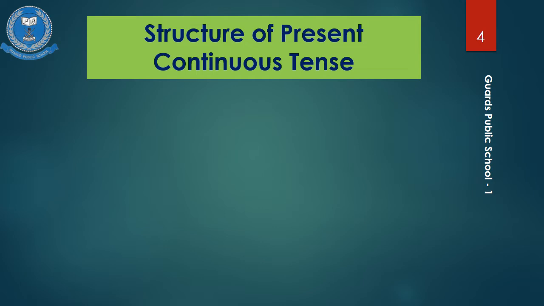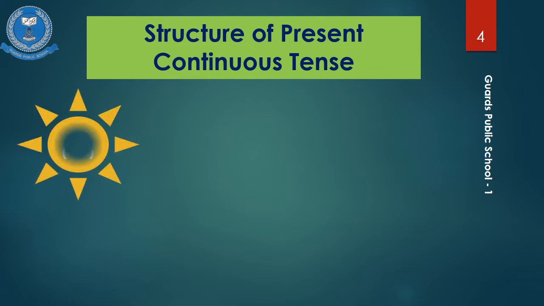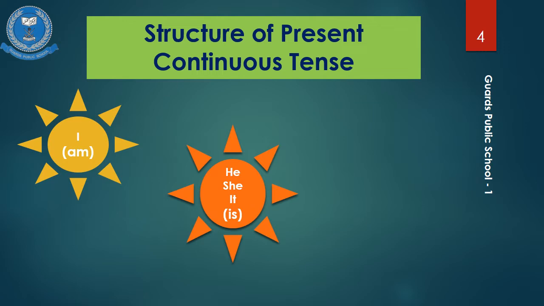In present continuous tense, we use verb to be with pronouns. For example, with pronoun I, we use am. With he, she, it, we use is. And with we, you, and they, we use are.